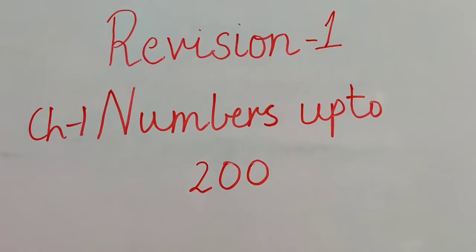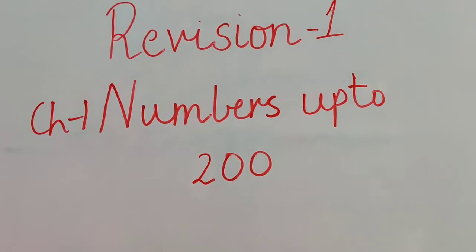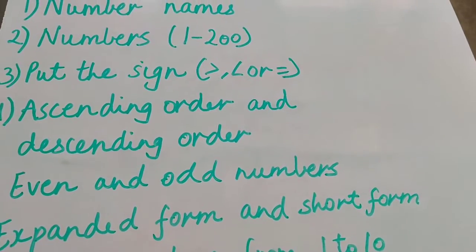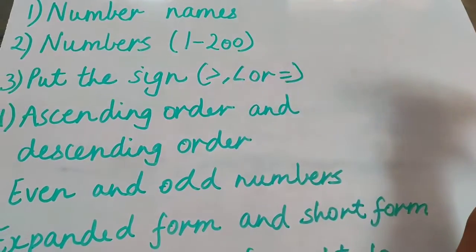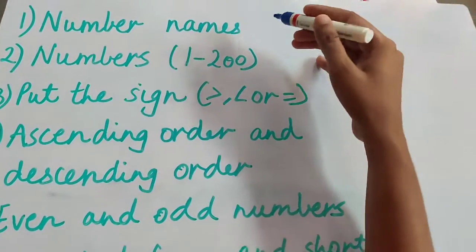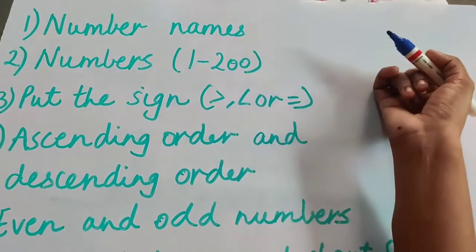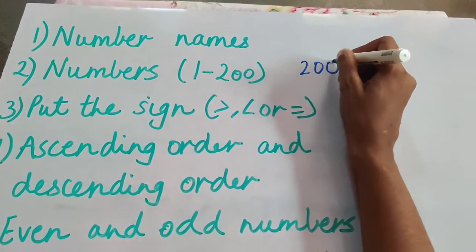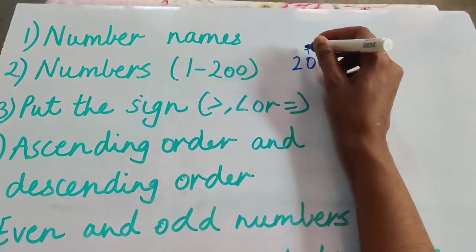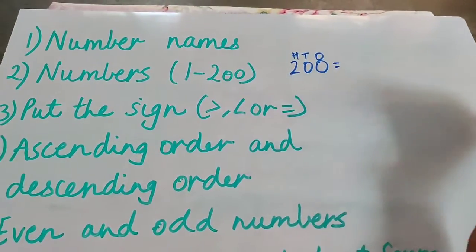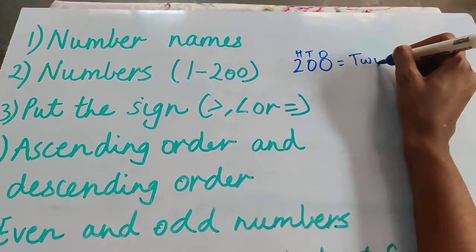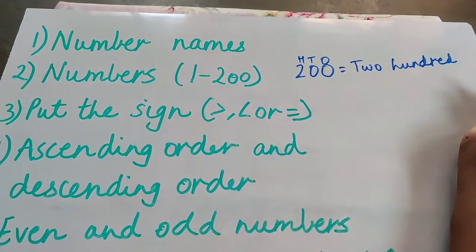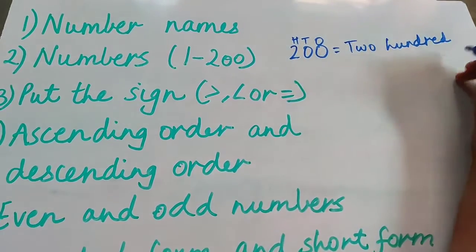So you know numbers up to 1000 and you know all the things related to it, like number names. So children, these are the topics that we have learned through chapter number 1. So the first thing that we have learned in the chapter is the number names. Do you know what number names are? Suppose a number is written like this. First of all we will write ones, tens and hundreds, right? And then we have to write here 200. In this way the answer is written.